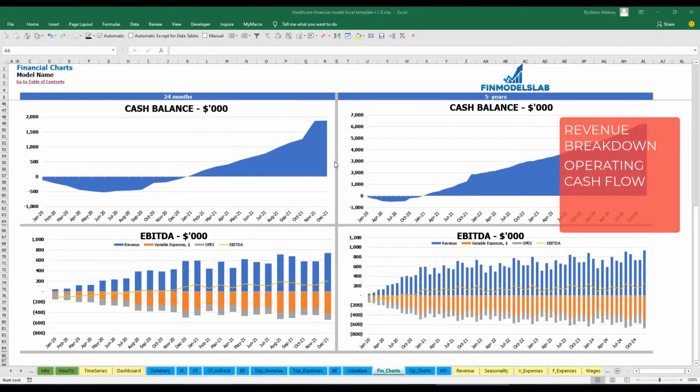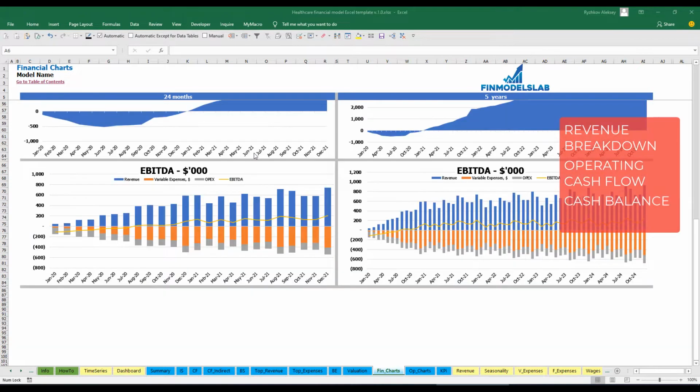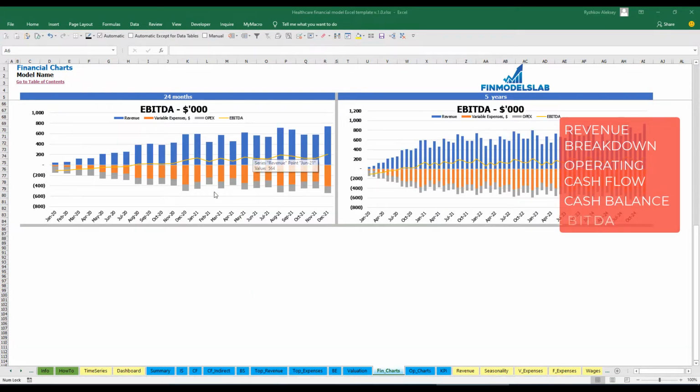the net cash balance, and the last one will show you the EBITDA broken down by revenue, variable expenses, other OPEX, which is wages and fixed expenses, and as a result your EBITDA.